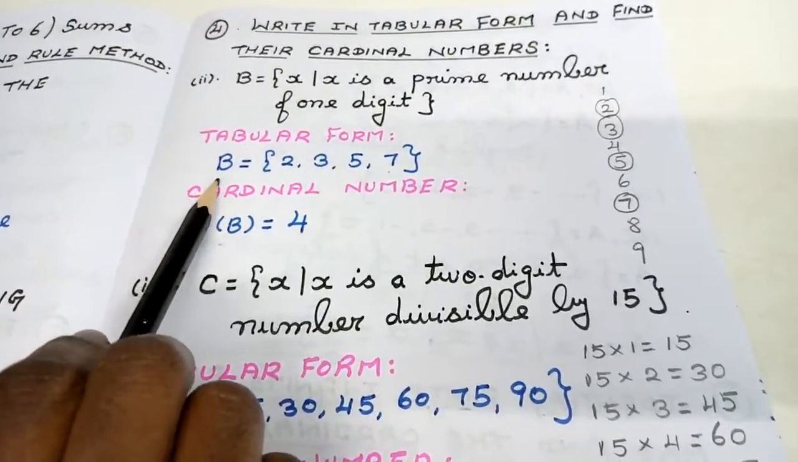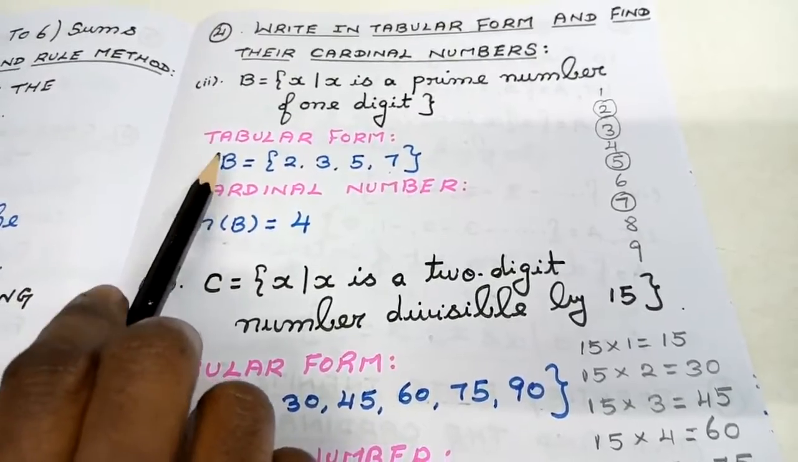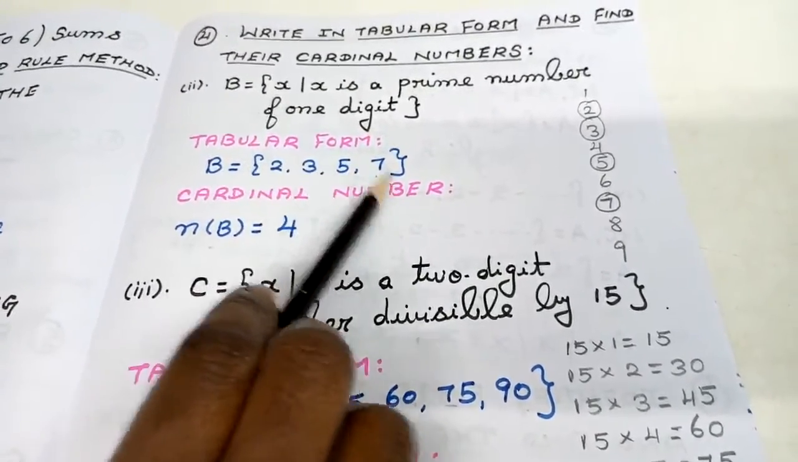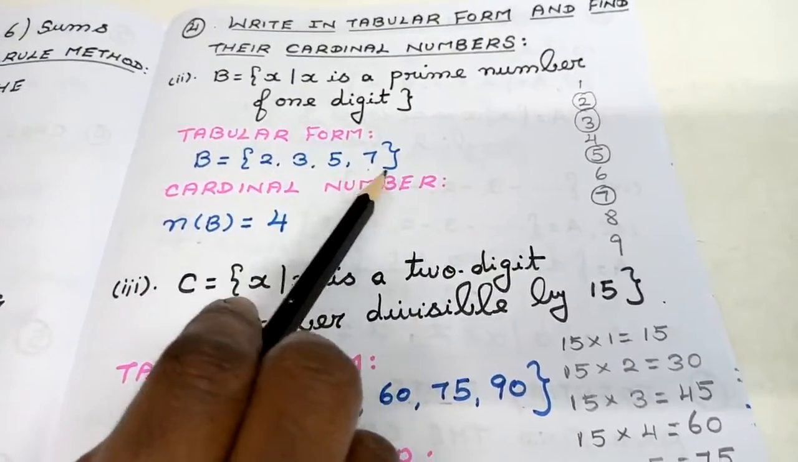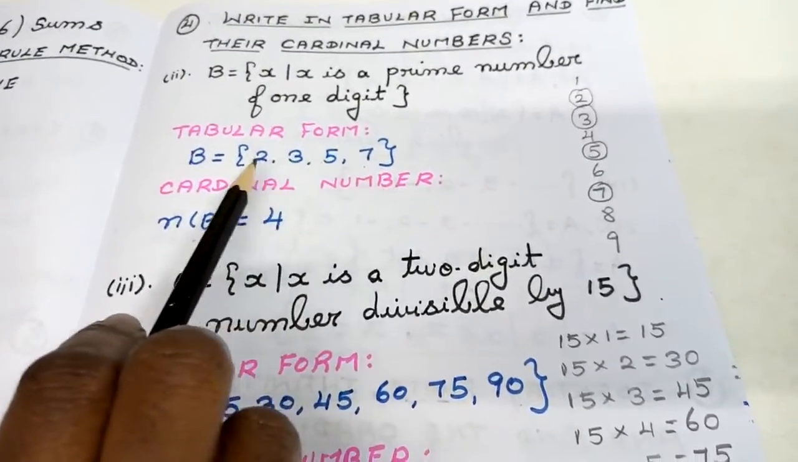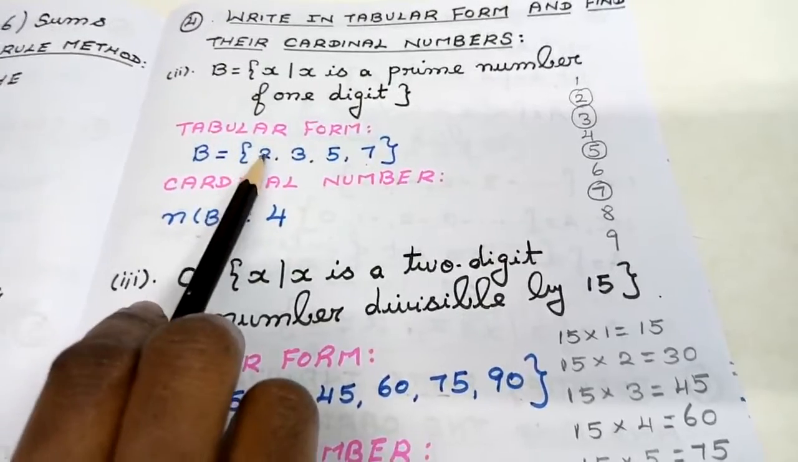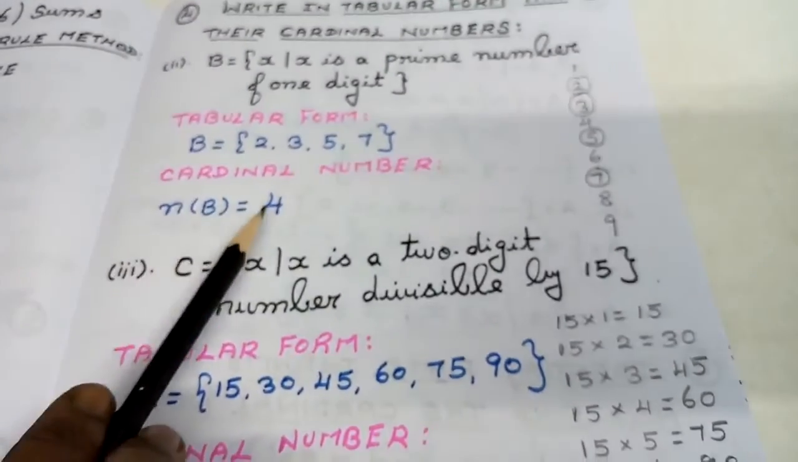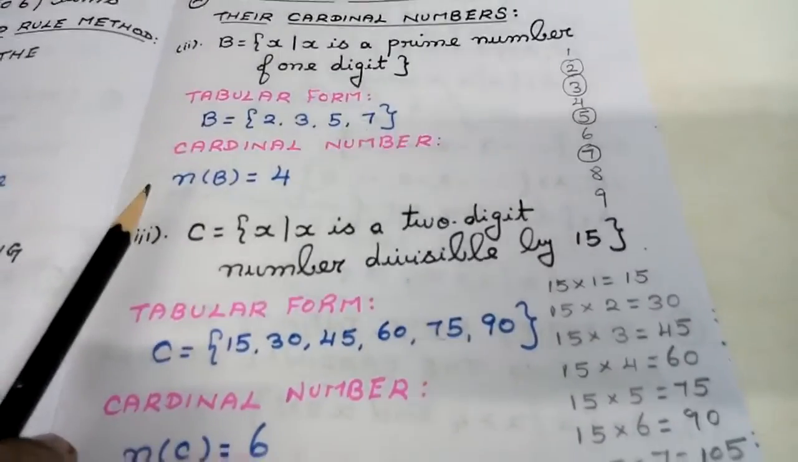I am giving the notation B as the set which is given in your question. B equal to the set 2, 3, 5, 7. Cardinal number is nothing but I am going to count the number of elements present in that set: 1, 2, 3, 4. So n of B equals 4. That is the concept of this sum.